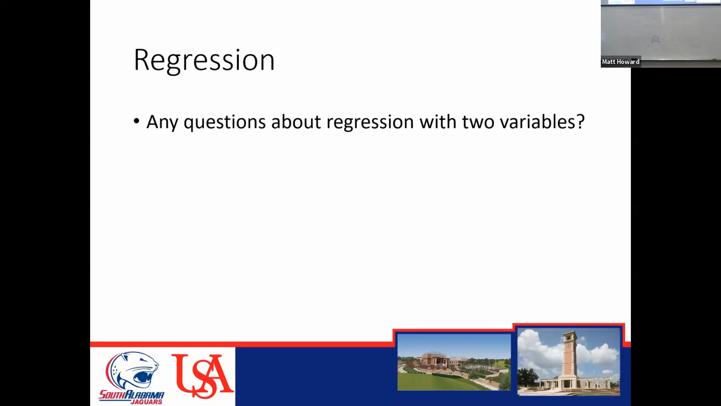Okay. So are there any questions at all with regression with two variables? Any questions at all? Okay. I know we're speeding through this. I'm trying to crunch some stuff together, so I apologize for going through it so quickly, but we kind of have to.